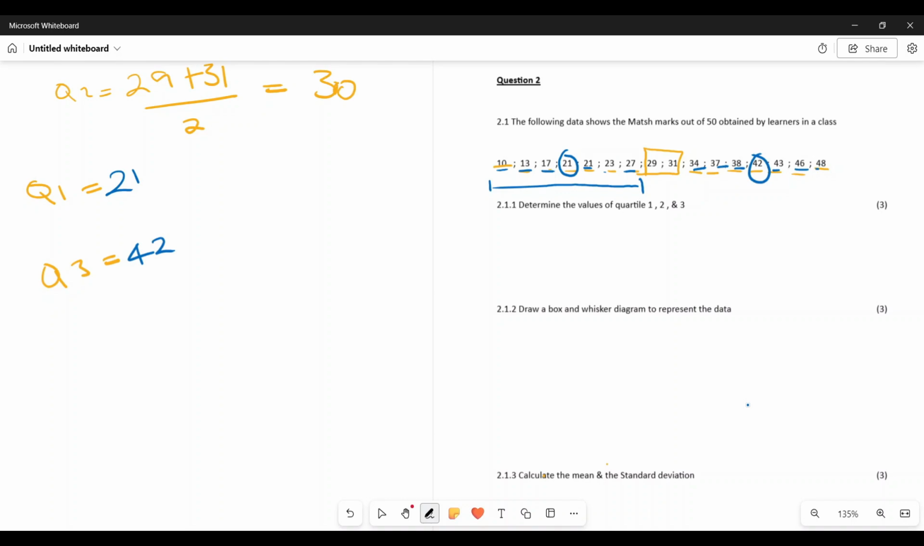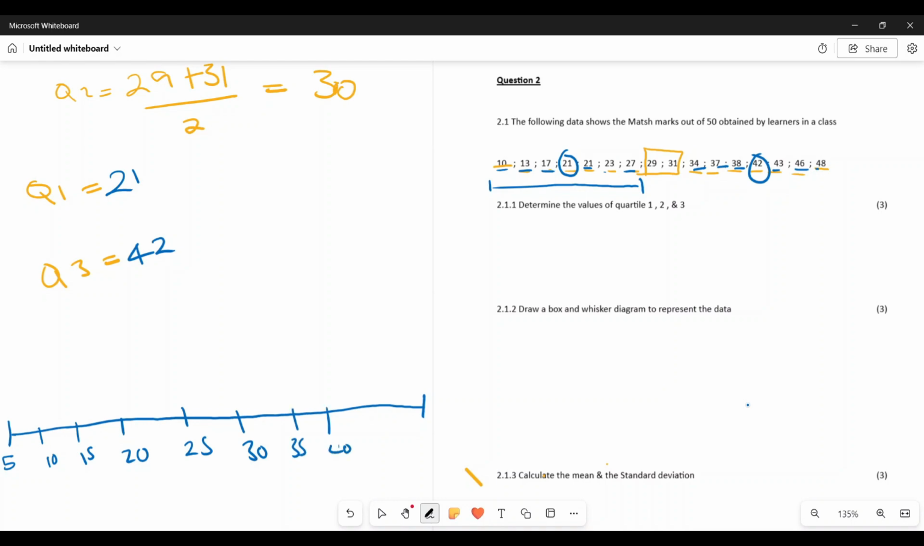Now, 2.1.5 wants us to draw a box and whisker diagram to represent the data. So first we need to draw a number line, which is up to scale. And I'm going to use a scale of 5, 10, 15, 20, 25. Remember, this should be up to scale, 30, 35, 40, 45.